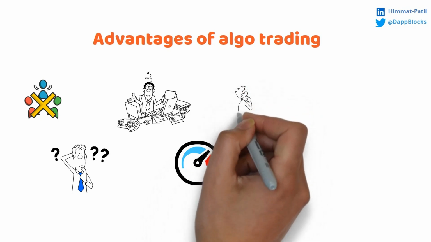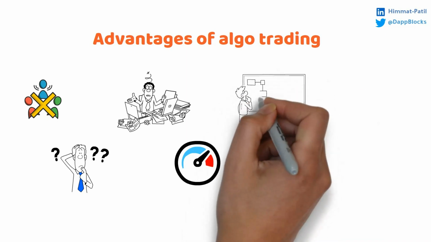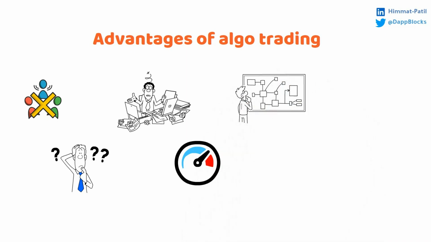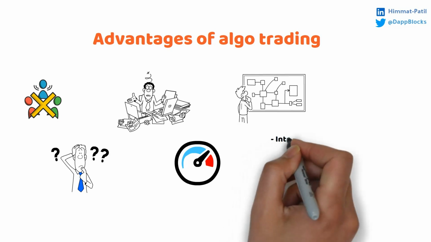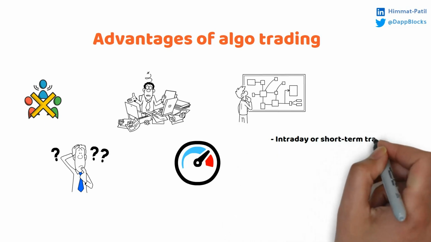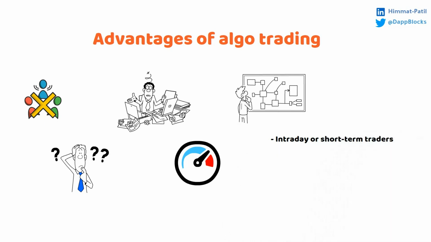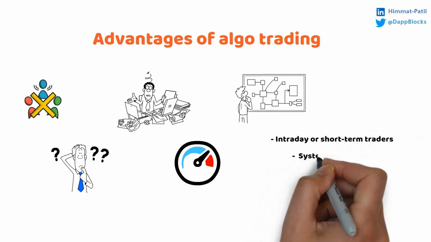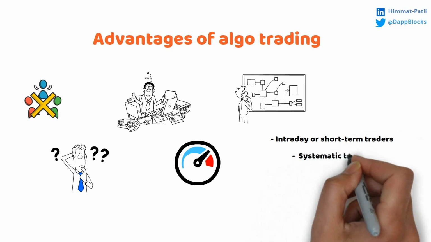A trader can create a strategy and do backtesting as many times as he wants. Without algo, even for a single indicator change, the trader must verify all the charts manually and do backtesting, which is very time consuming. Who can run algo trading? Algo trading is useful for, first, intraday or short term traders, and second, systematic traders.